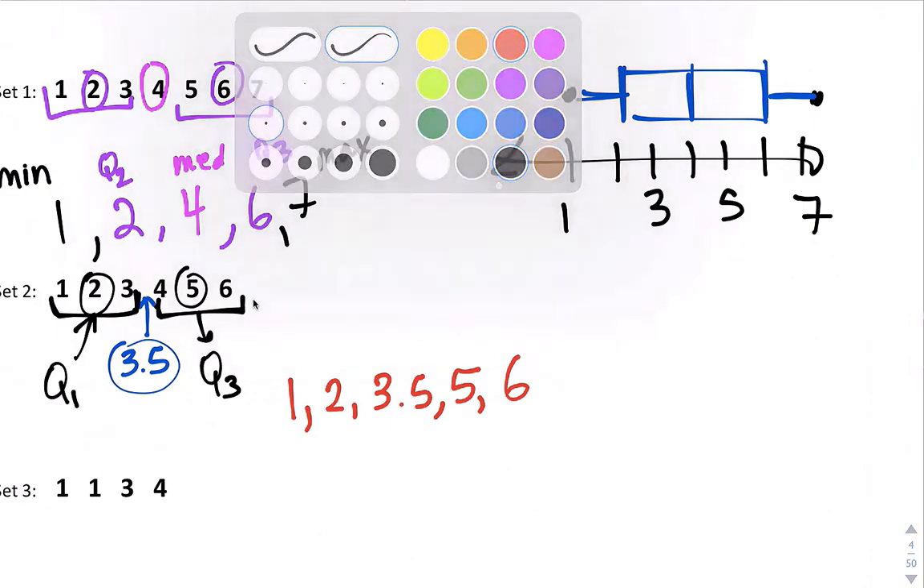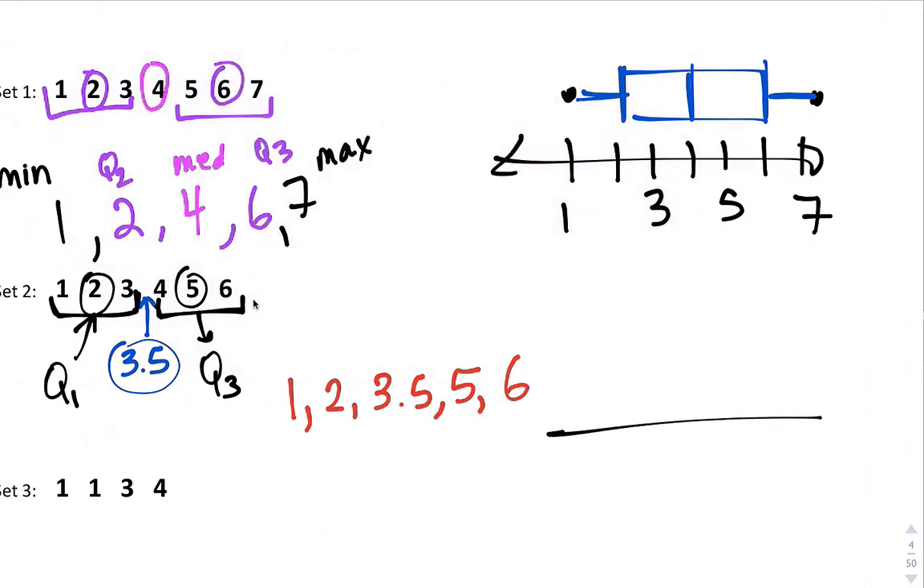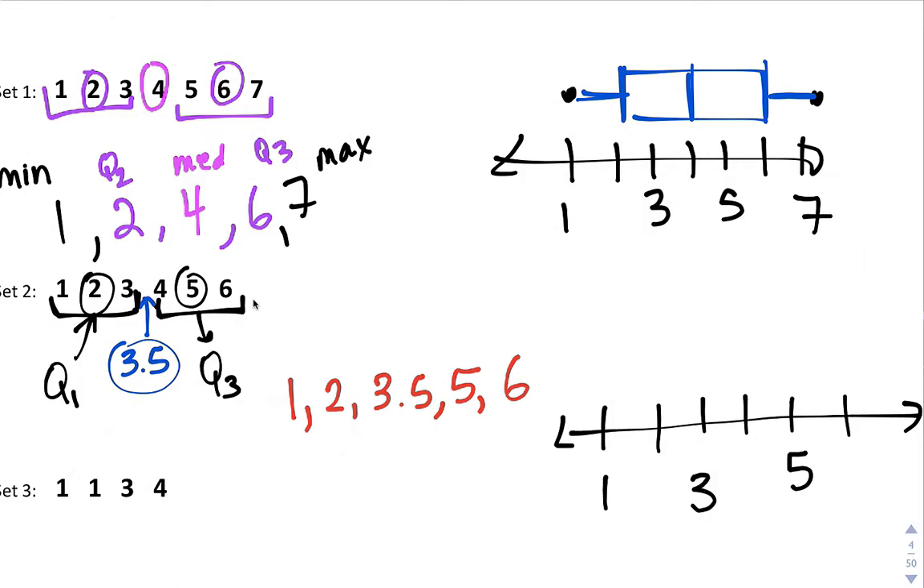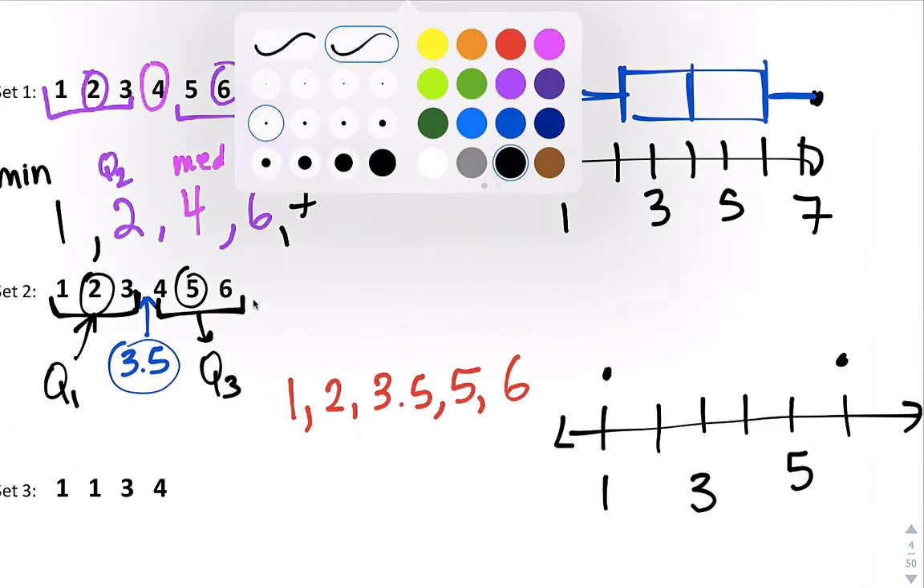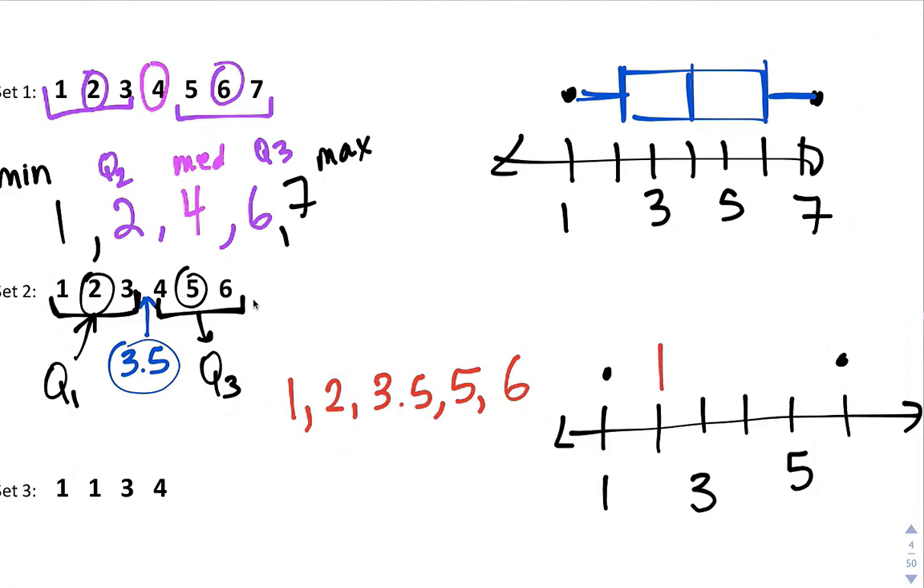Let me switch colors here. 1, 2, 3, 4, 5. Let's draw this longer. Oops. 3, 4, 5, 6. Okay. So again, our dots at the min and max at 1 and at 6. Dots at 2, 3.5, and 5. Draw lines. And there's our box and whisker plot.